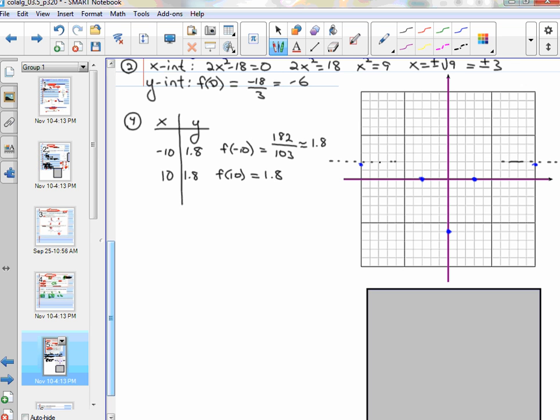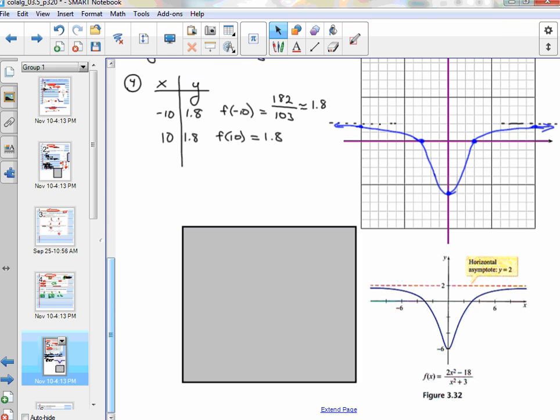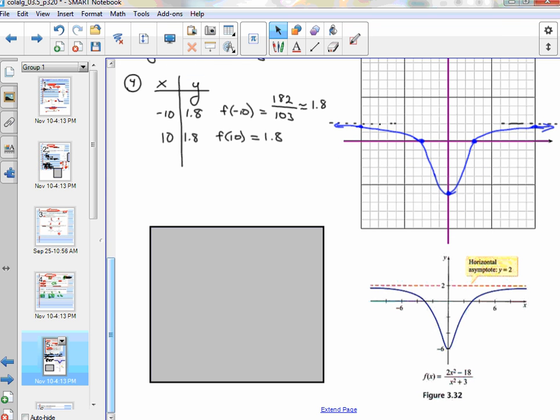Let's connect the dots. I know I am approaching this asymptote. I've got to go through that dot. I've got to come down to this dot, and polynomials are always smooth. Hey, I'm pretty proud of that picture. What is it really supposed to look like? Here's what it's really supposed to look like.